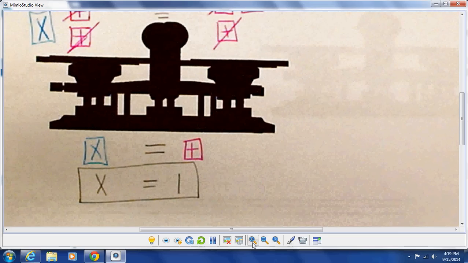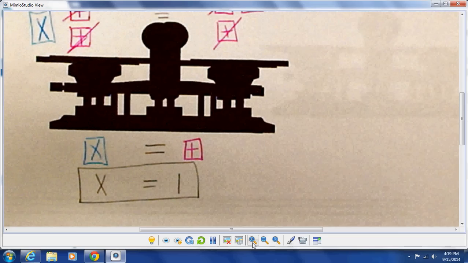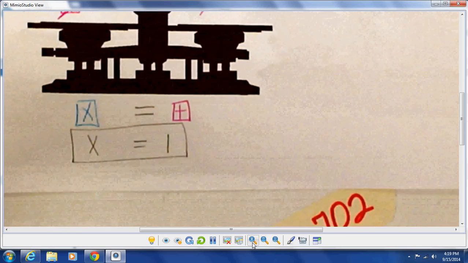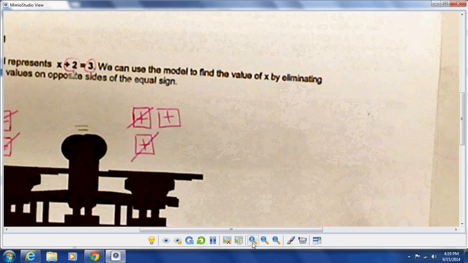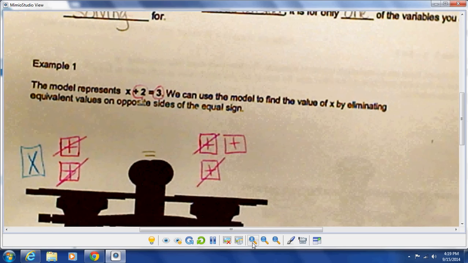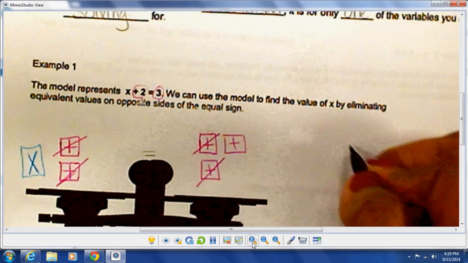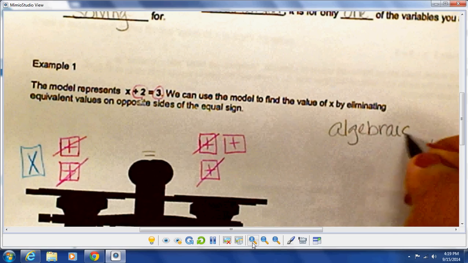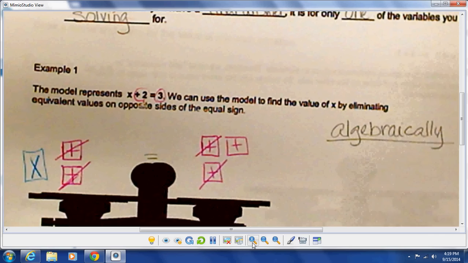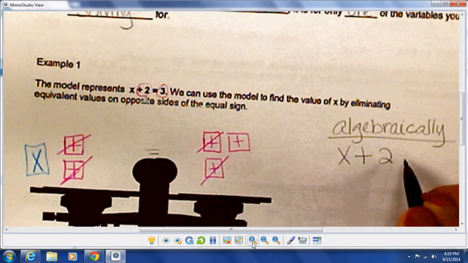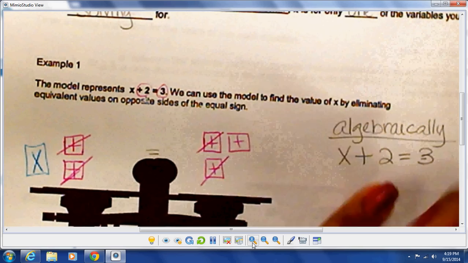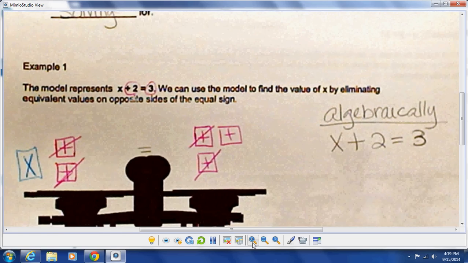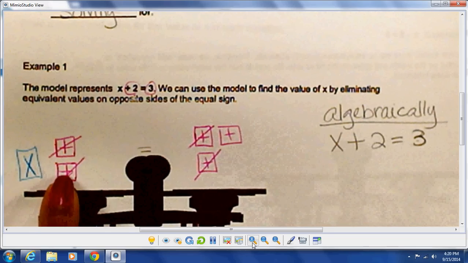Okay, now as I said, we're also going to be solving algebraically. So let's see what this is going to look like when we solve algebraically. We started with our equation, which was, let's write that up here. We started with x plus 2 equals 3. It's positive 3. Okay, so what we did was we removed 2 from this side.